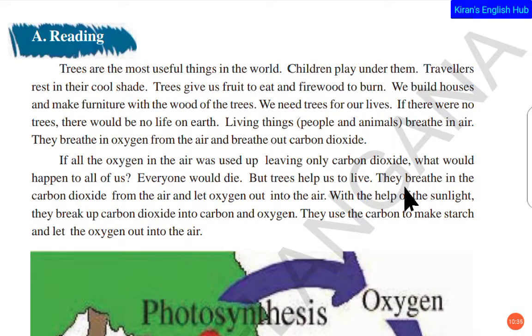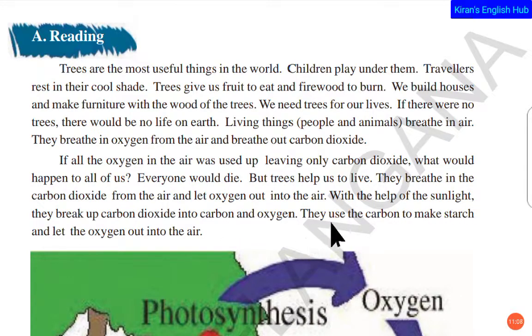But trees help us to live. Okay, so they breathe in the carbon dioxide from the air and let oxygen out into the air. So here trees are helping us very much. They are taking inside the toxic carbon dioxide and giving us the fresh and healthy oxygen, so that we humans are living. With the help of the sunlight, they break up carbon dioxide into carbon and oxygen. So they use the carbon to make starch and let the oxygen out into the air.